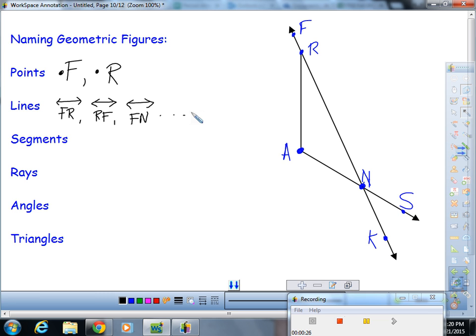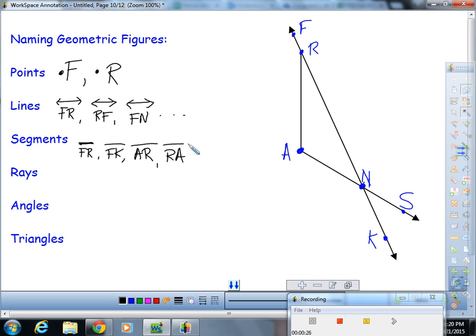Alright, we've got a number of segments there. The smallest segment that I see, sorry, you don't need arrows on the segments, would be FR. The biggest segment that I see would be FK. And something right in the middle would be AR. Keep in mind that AR and RA are the same segment, the same set of points.